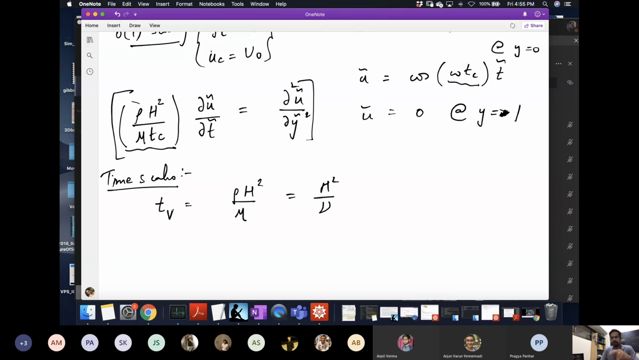What is the physical meaning of this time scale? How has it been obtained? By setting this term to 1. That means we've balanced, or we have said that this is the time scale at which the viscous terms are going to be balanced by the inertial rate of change terms. So let's now use a diffusive analogy. You're balancing the diffusion of momentum with the rate of change of that momentum. So this time scale is the time it takes for viscosity to diffuse from the wall into the fluid. That's why I've called it T viscous.